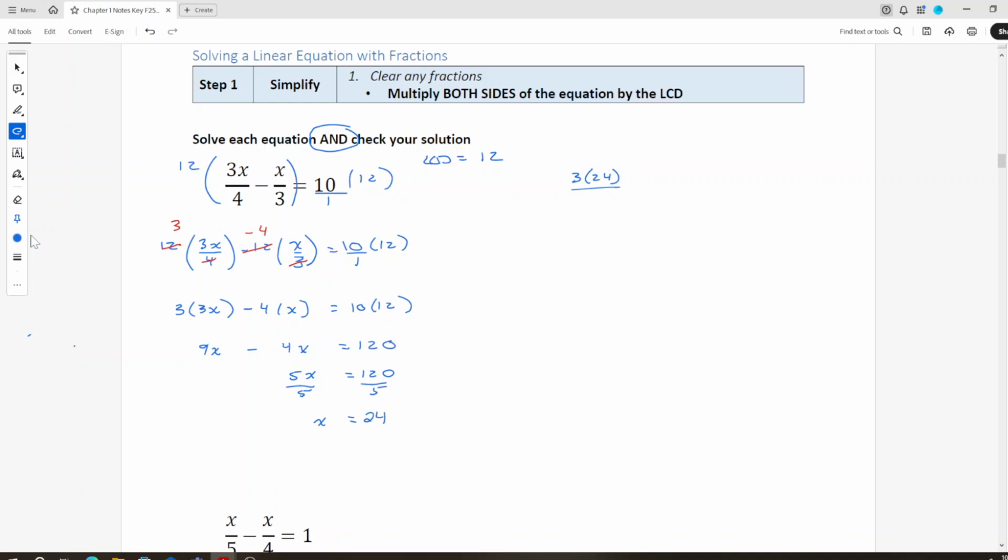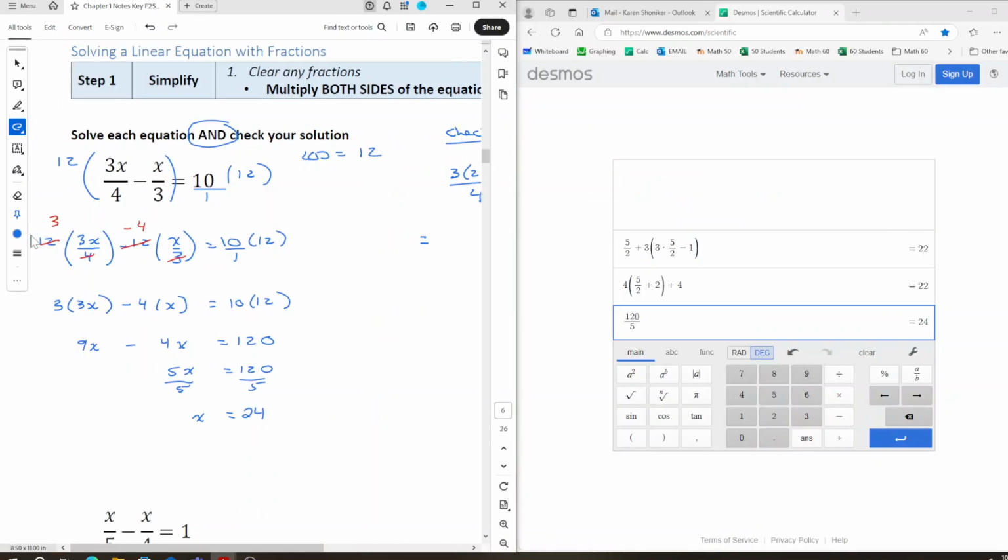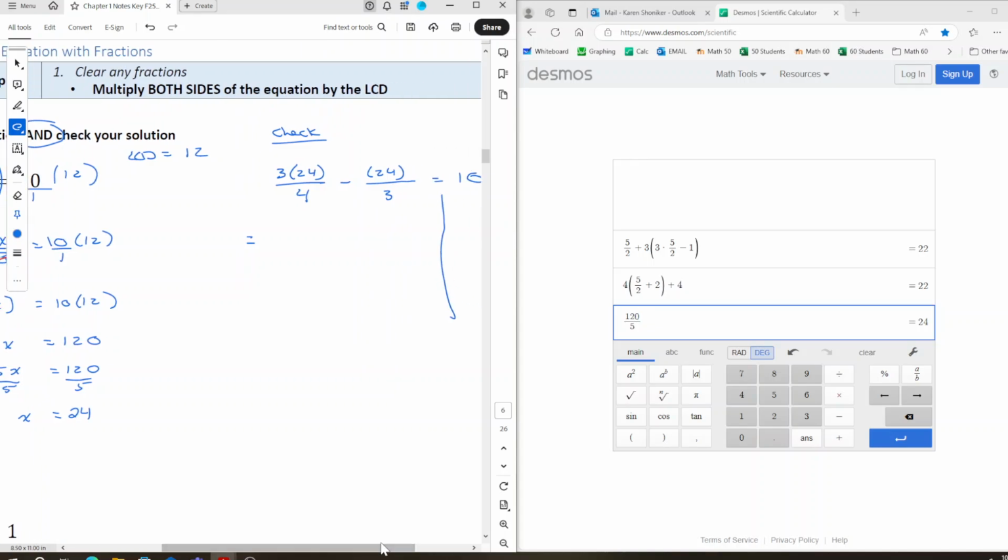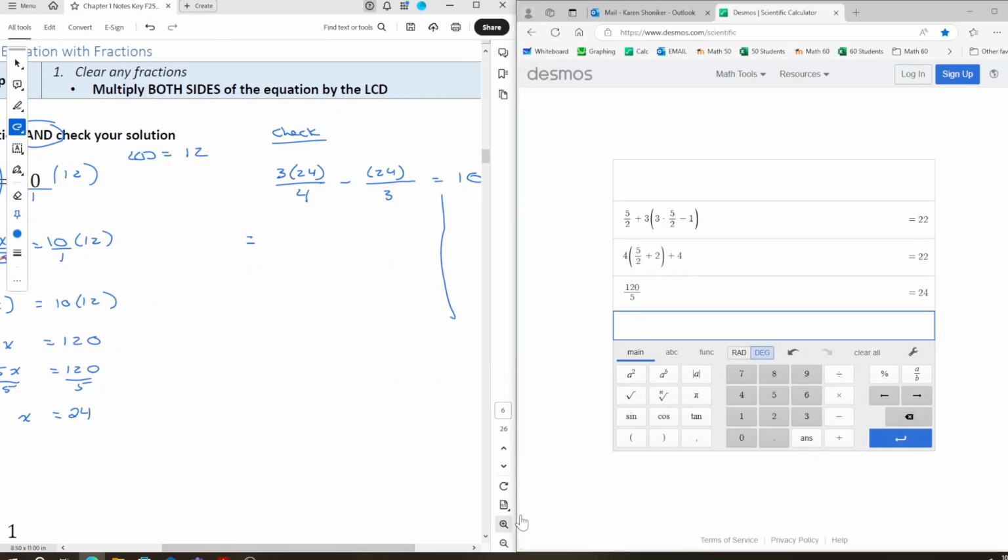So again, to check, you always check into the original. We're going to plug x equals 24 into the original. So this is my check. Then I've got minus, I'm plugging in 24 for x here, over 3. Does that equal 10? So again, does left side equal right side? I'm going to grab that calculator because I do not need to do this by hand, although I can. Okay, but it's really good to be able to use a calculator.